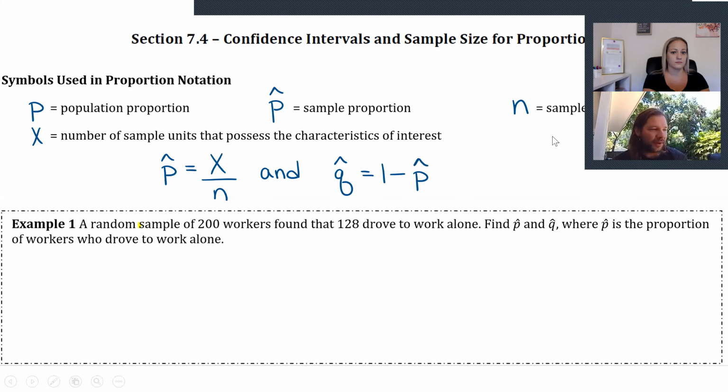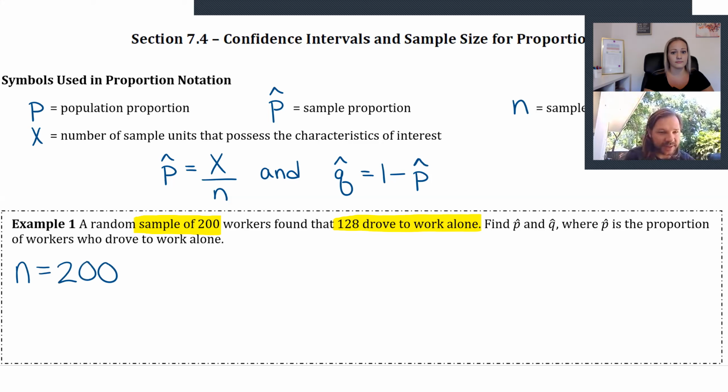So let's start with an example so you can see how we calculate these things. It says a random sample of 200 workers found that 128 drove to work alone. So we want to figure out P hat and Q hat, the proportion of people that drive to work alone, and then the proportion of people that do not drive to work alone. That would be the proportion that drive with someone else. So N will be 200 because the random sample had 200 people, and the characteristic of interest was driving to work alone, so that's X equals 128.